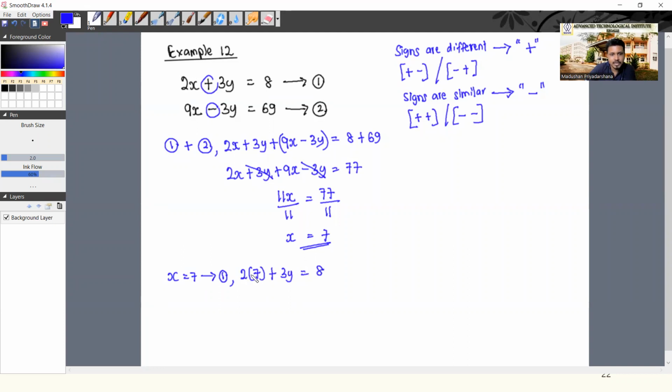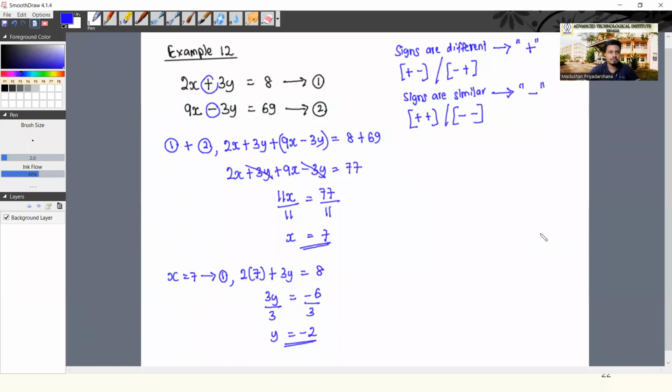2 into 7, that is 14. Take this 14 to the other side, it will become minus 14. So 3y equals 8 minus 14, that is minus 6. Divide both sides by 3. Therefore, the value of y equals minus 2. So this is how we can solve simultaneous equations.